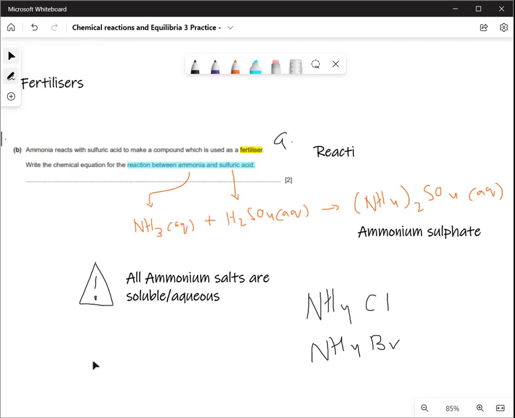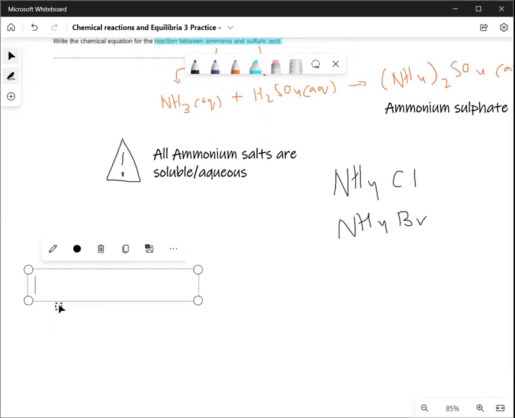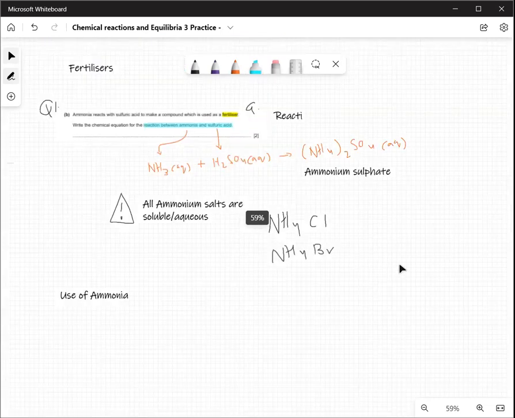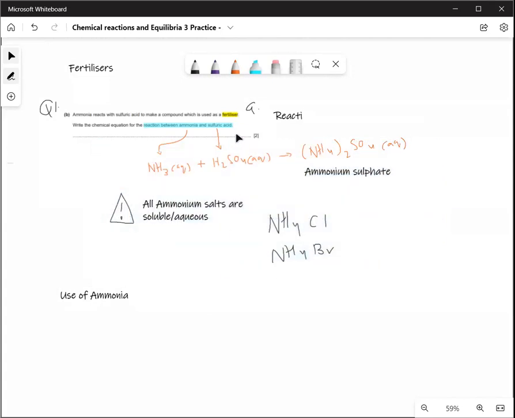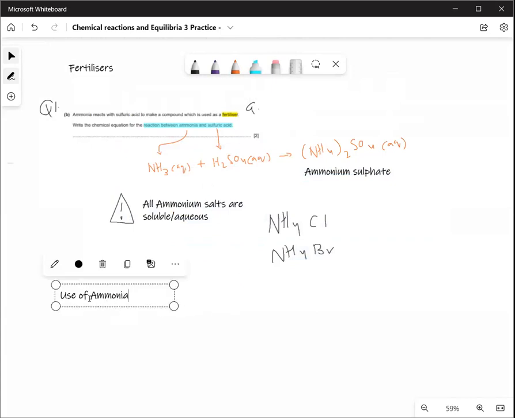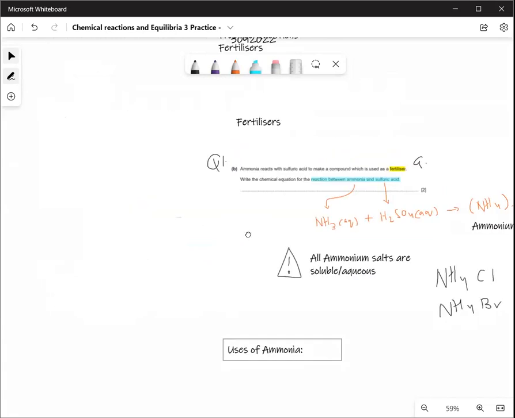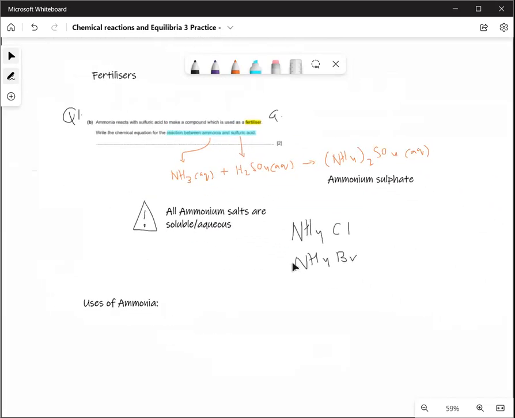Done. The next thing we're looking at is use of ammonia. What was this? This was the reaction between ammonia and sulfuric acid. Now we're looking at uses of ammonia. Now these are notes. We're not really practicing right now. We're doing some questions and writing the important notes.